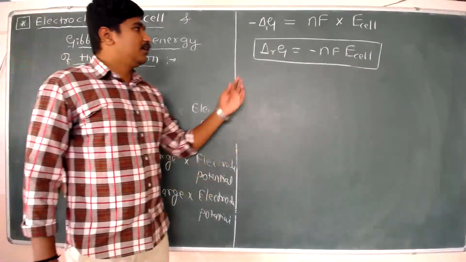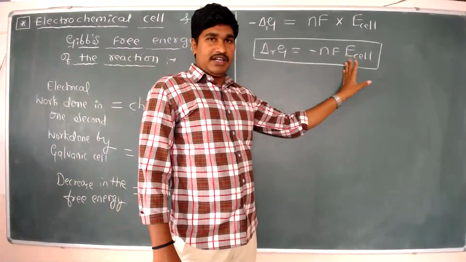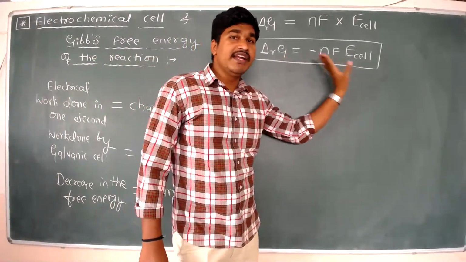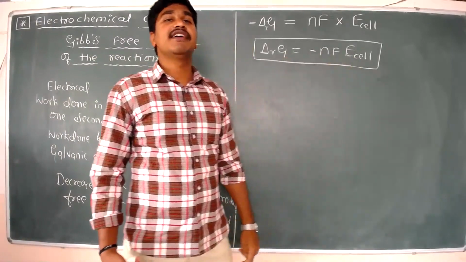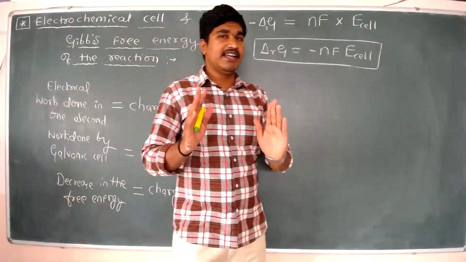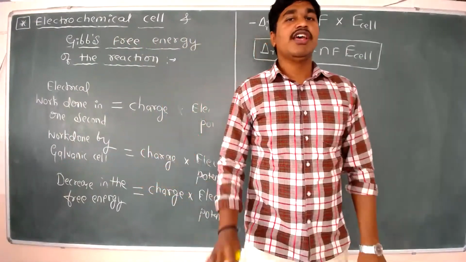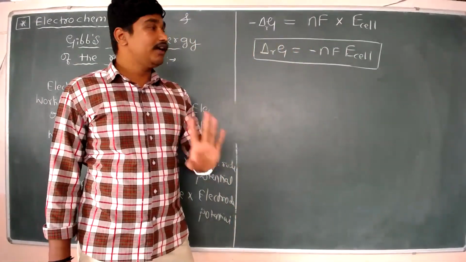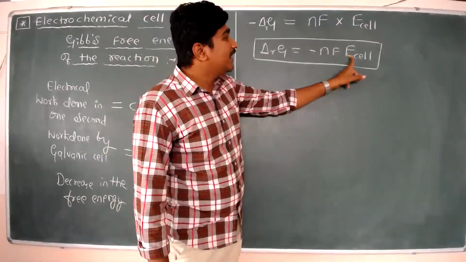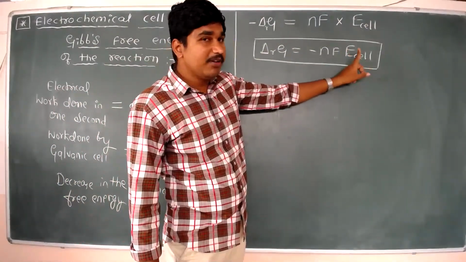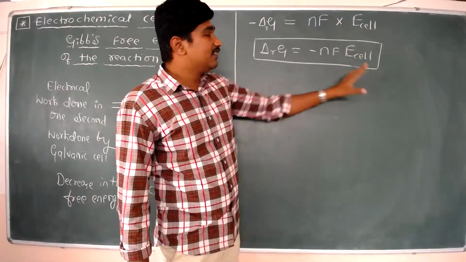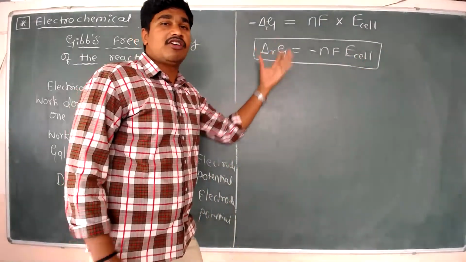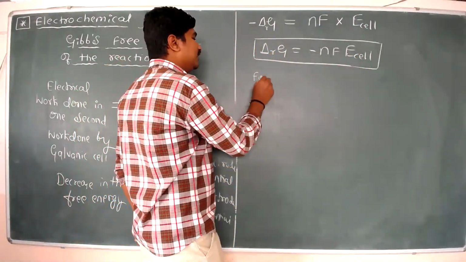Now here, it is for any cell. It is not for a standard cell. It is for any cell, whatever may be the concentration. If you are using the standard cell, where the concentration should be 1M, right? If you take the standard cell, then E cell will become E naught cell. Standard means E cell becomes E naught cell. Similarly, delta G becomes delta G naught. That is for standard cell.